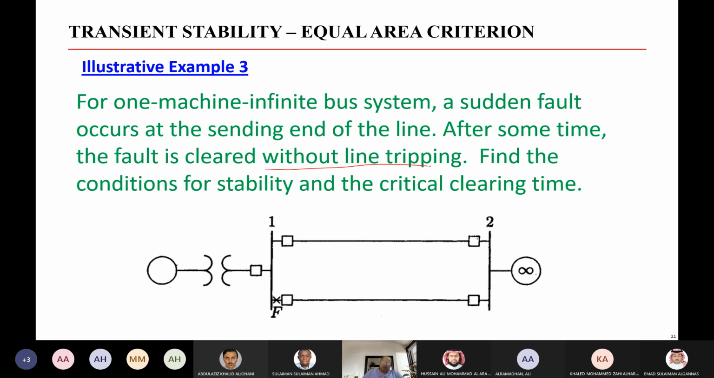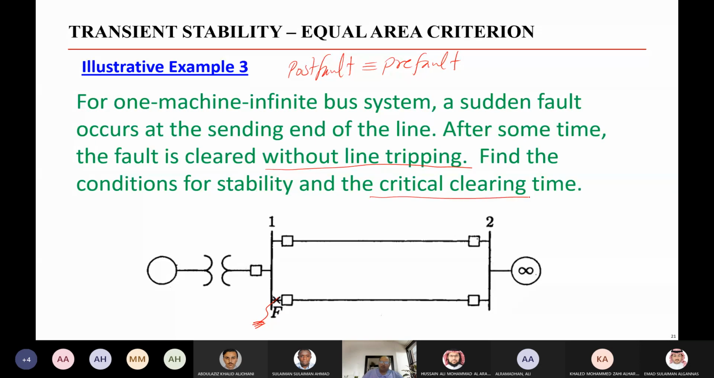The post-fault configuration is the same as pre-fault, since there is no line tripping. The configuration is the same, pre and post. Of course, during the fault we have a solid connection to the ground, so the configuration is different. Find the conditions for stability and the critical clearing time.